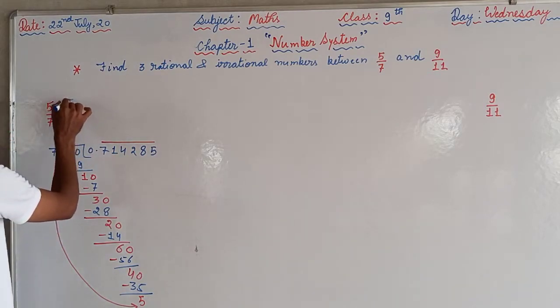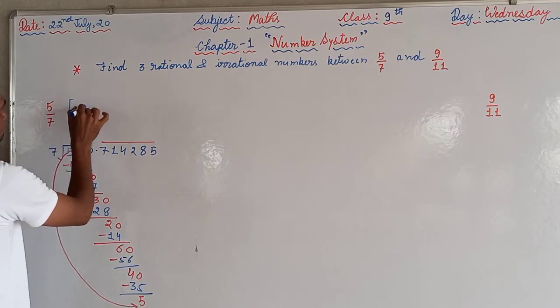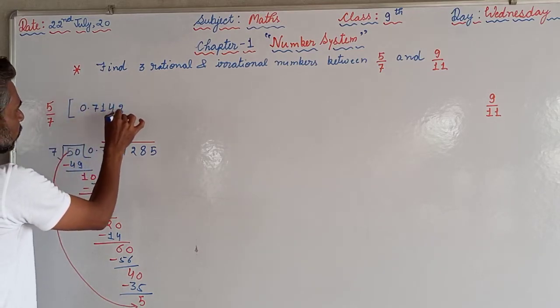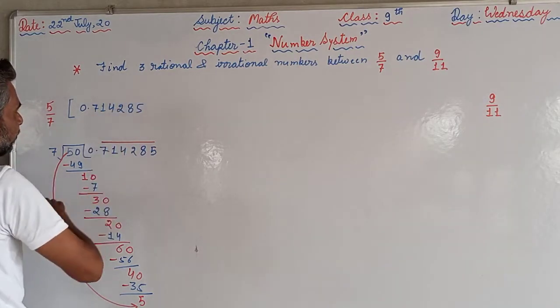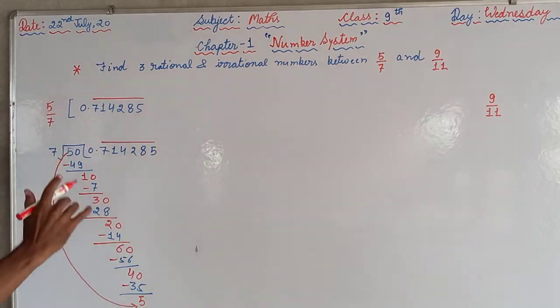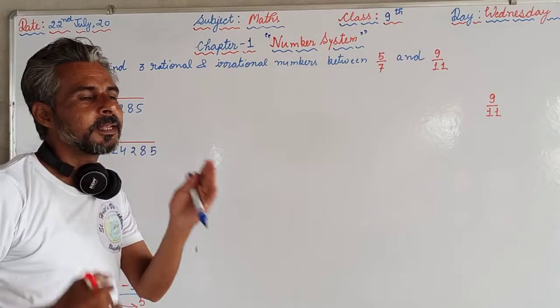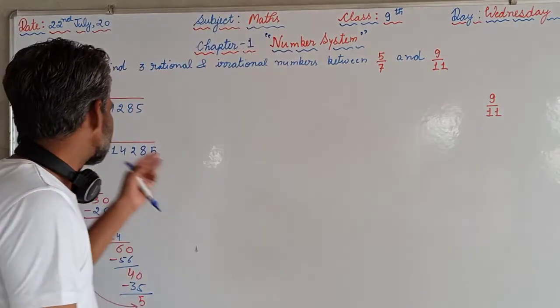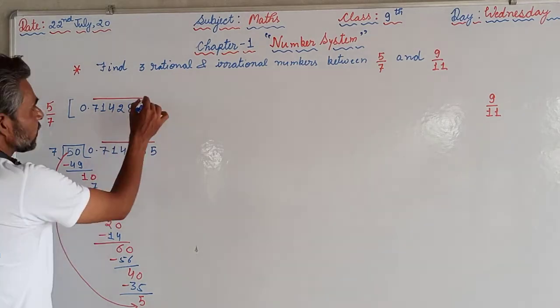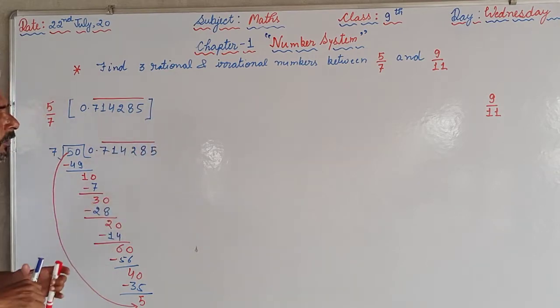What is the value? We can write in the bracket 0.71428 bar. Means this whole block will keep repeating and repeating. So this is the non-terminating but repeating decimal form. So now we can say that 5/7 is a rational number as well. This is the additional information.